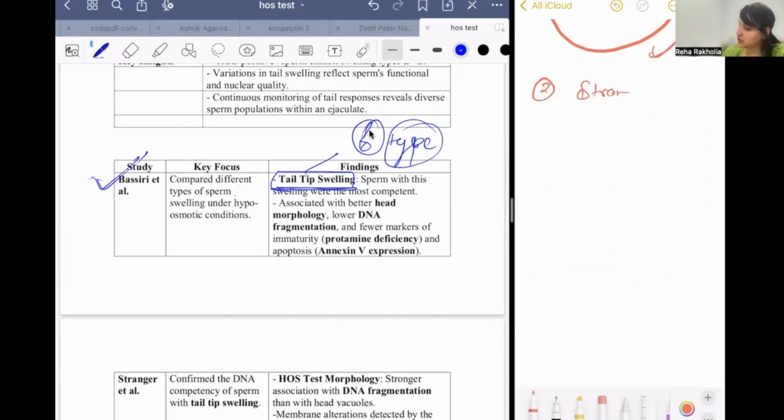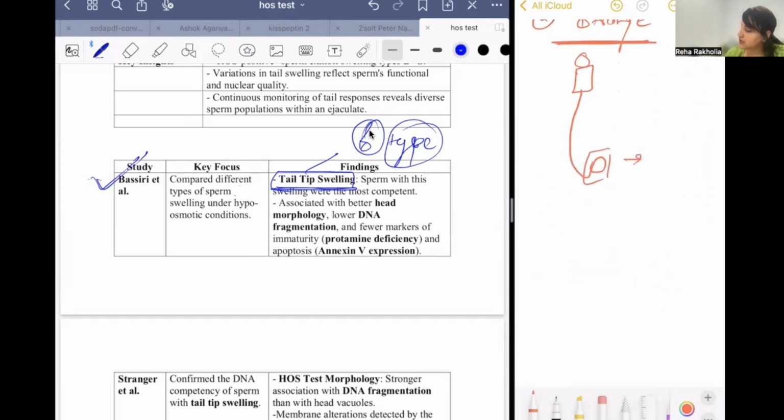By Stranger et al., this study confirms the DNA competency of the sperm with tail tip swelling and its importance for fertility. What it shows is that tail tip swelling, this is the tail, shows a stronger association with DNA fragmentation compared to head vacuole, making it more reliable.